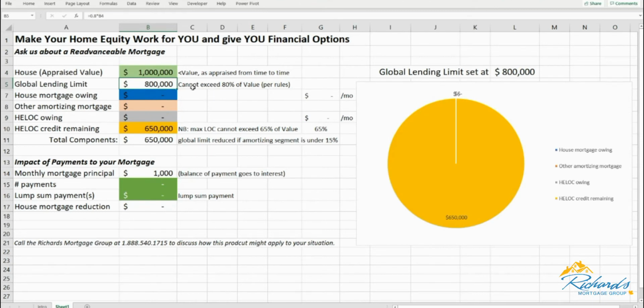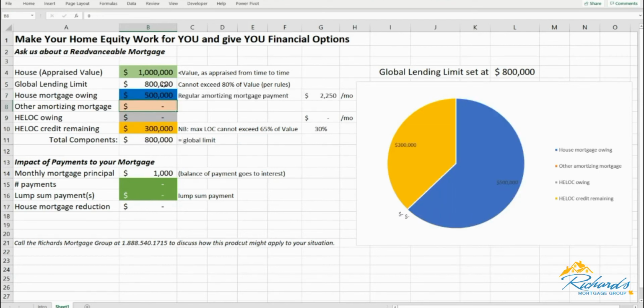With a re-advanceable mortgage, the global lending limit, which is the most that you can borrow on your property, is set at 80% of the appraised value of the home. This is called the global lending limit, and here you can see it's $800,000. Within the global lending limit, you can have multiple debt components, and you can slice that pie in a number of ways. Let's look at a borrower who has a $500,000 mortgage requirement.